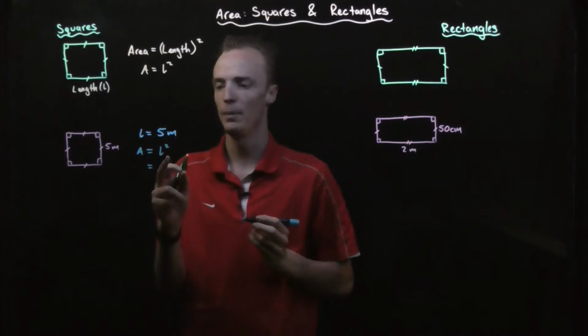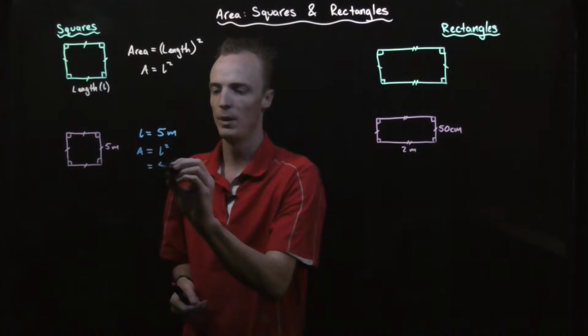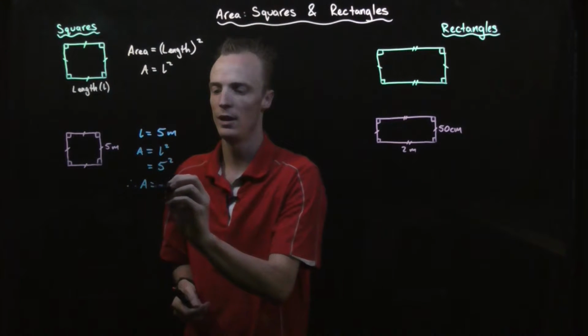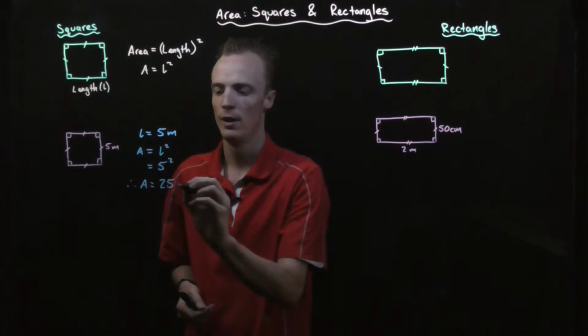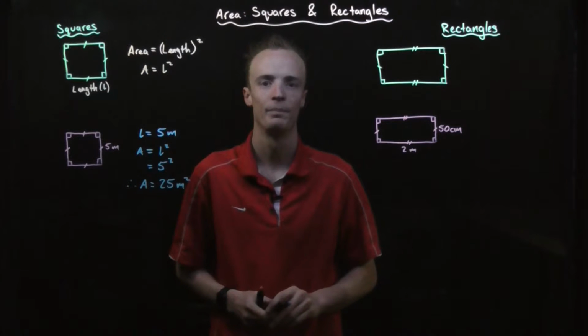So we then substitute our value for L into the formula. So our area is going to be equal to 5 squared, which is equal to 25 meters squared. We always include the units at the end.